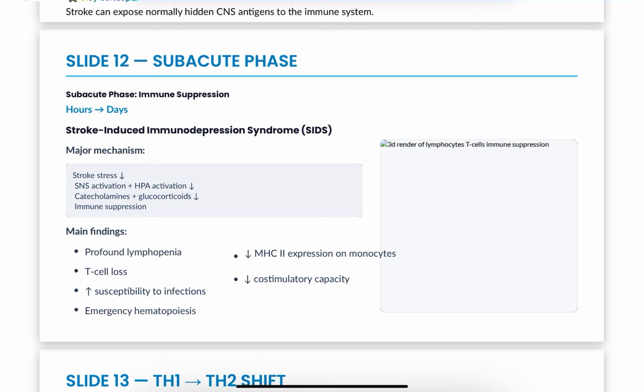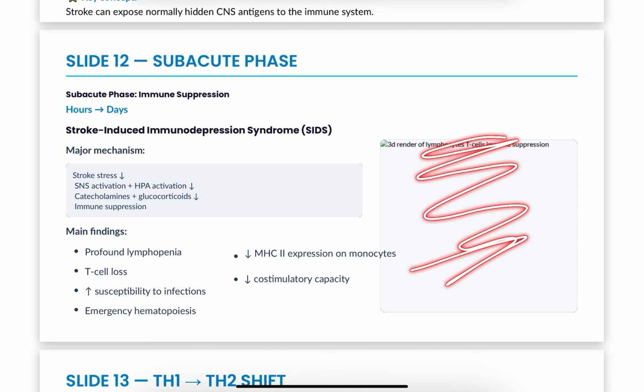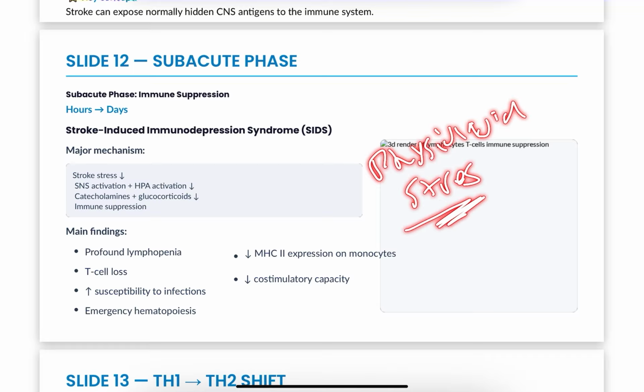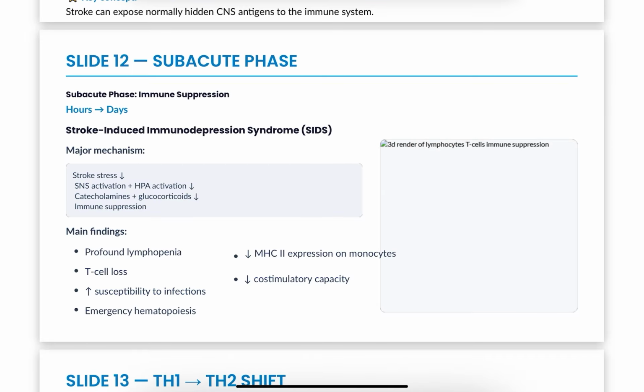The stroke itself represents a physiologic stress. Again, the stroke is representing for us physiological stress. That stress will activate the sympathetic nervous system and the hypothalamic pituitary adrenal axis.